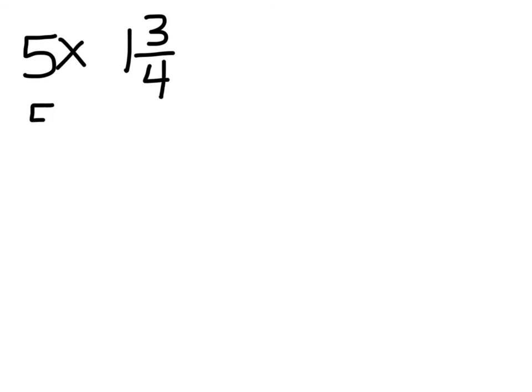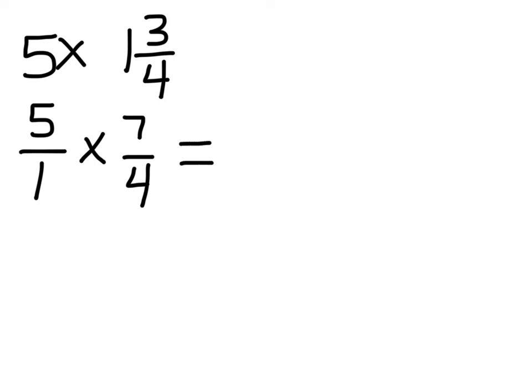Let's work one final problem together before I send you off to practice on your own. Let's find the product of 5 and 1 3/4. Our first step, of course, is to rewrite our numbers as 5 over 1 times 7 over 4. 1 3/4 is equal to 7 over 4.